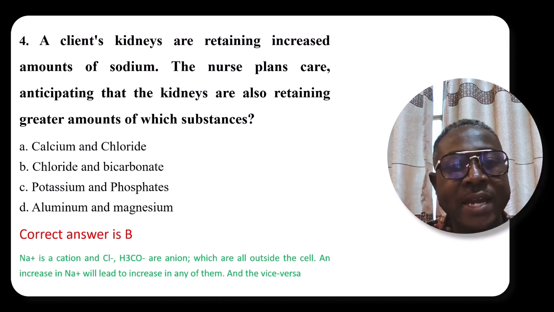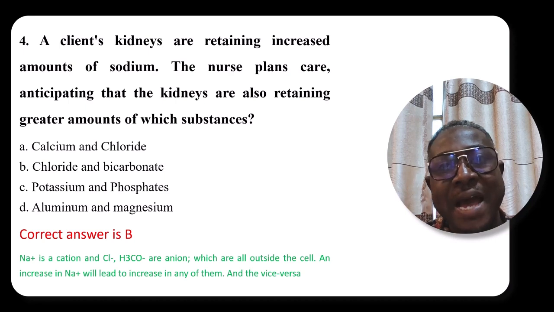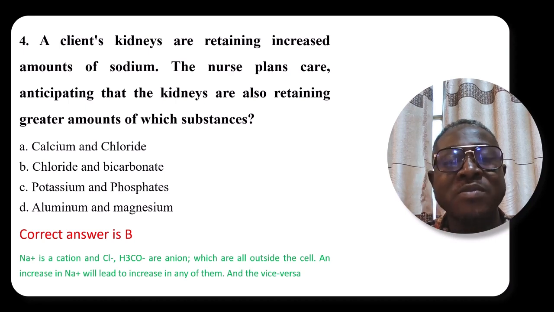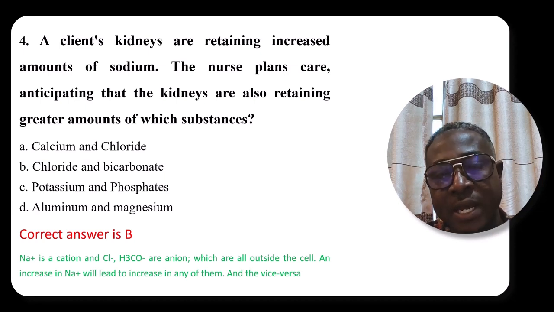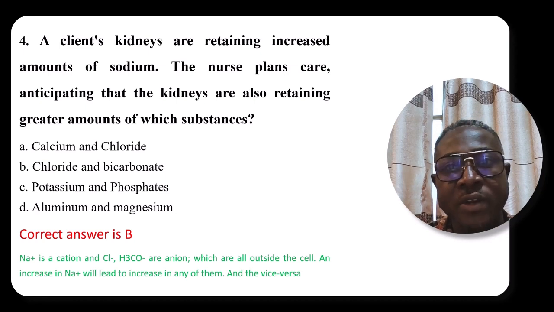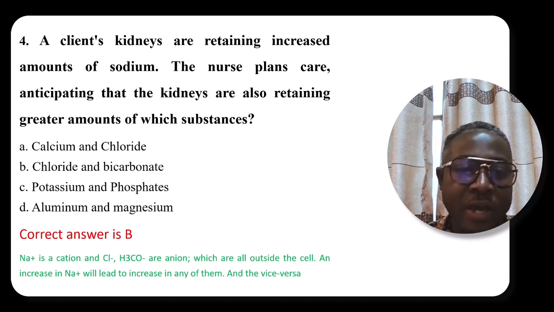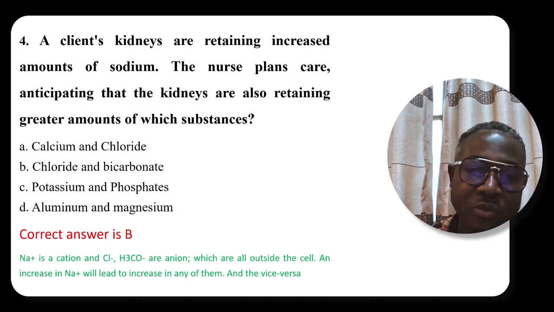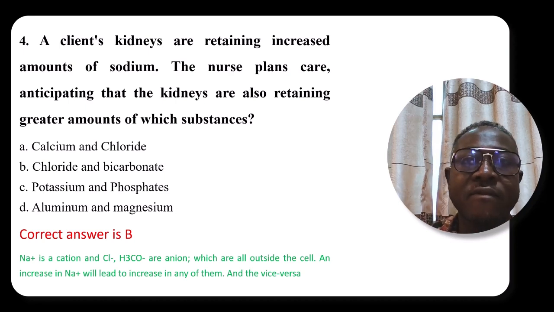The B says chloride and bicarbonate, which is the correct answer, because anytime sodium is being retained from the nephron, especially the loop, the kidney also retains chloride. So they move hand in hand. And then sometimes bicarbonate is also retained when sodium is retained, in situations whereby there's acidosis. So sodium is retained, bicarbonate is also retained in order to correct the acidic nature of the fluid. Okay, I think this explanation has helped you so much. Now let's look at the fifth question.